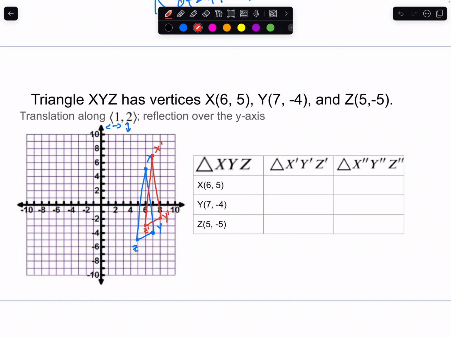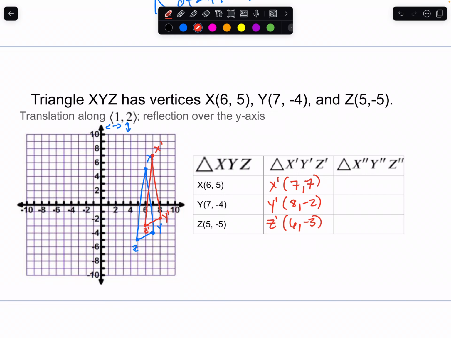Now, you don't even have to use the graph if you want. Since they're both positive, you can add to the values. So x prime, you add 6 plus 1 is 7, and then 5 plus 2 is 7. If you look at y prime, you're going to add 1 to the x value, which is 8, and then add 2. Negative 4 plus 2 is negative 2. Same thing with the value z. Horizontally, 5 and 1 to the right, so 5 plus 1 is 6, and negative 5 plus 2 is negative 3. You can do everything graphically or algebraically with strictly just the points.